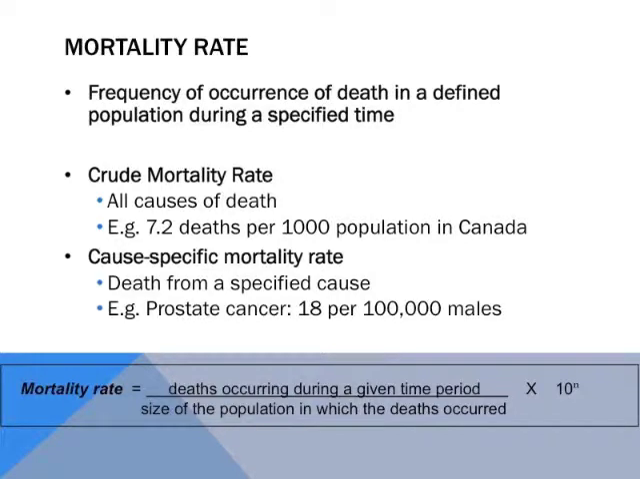So, for example, the crude death rate in Canada is 7.2 deaths per 1,000 population, and the cause-specific mortality rate for prostate cancer is 18 per 100,000 males.